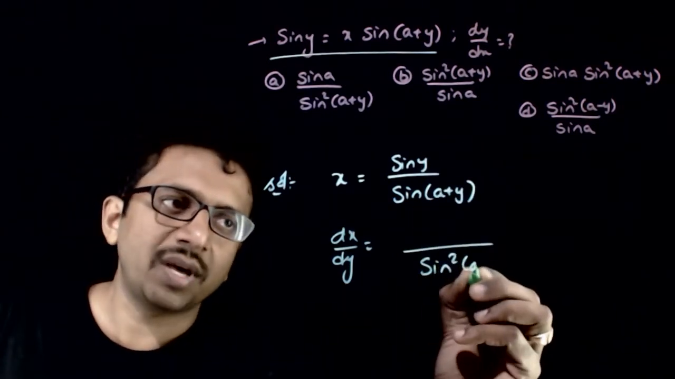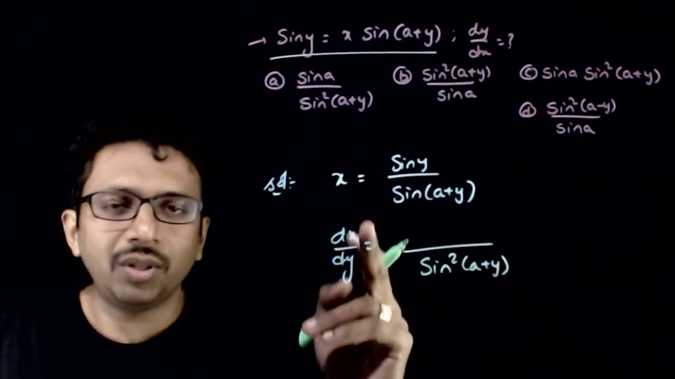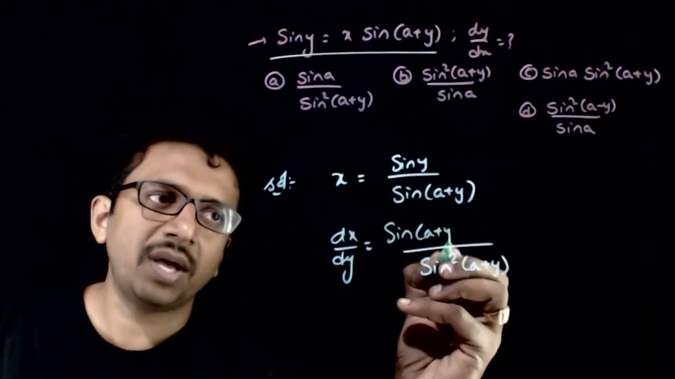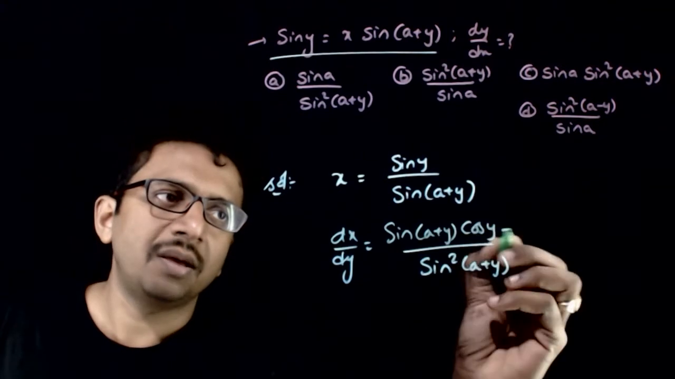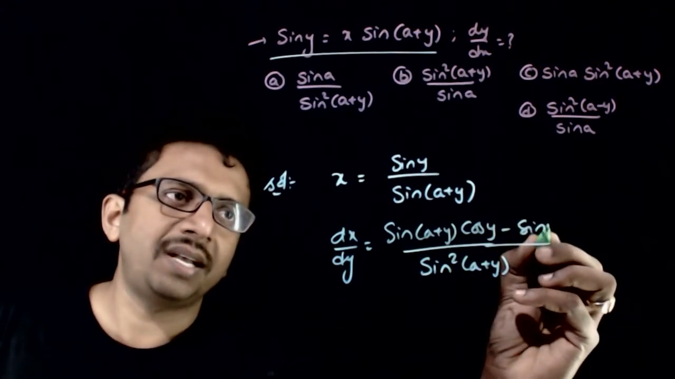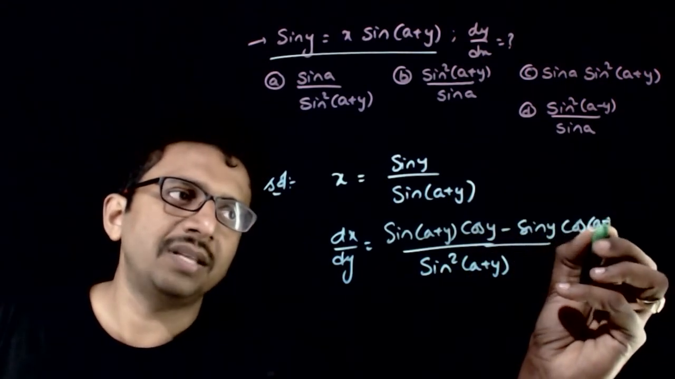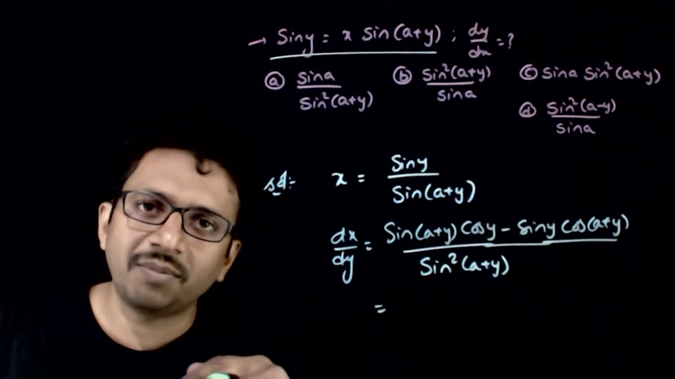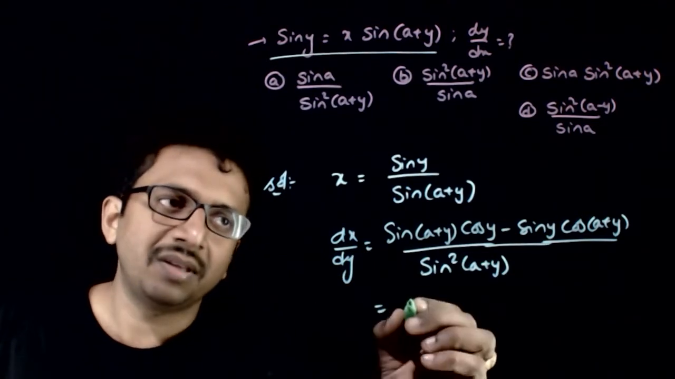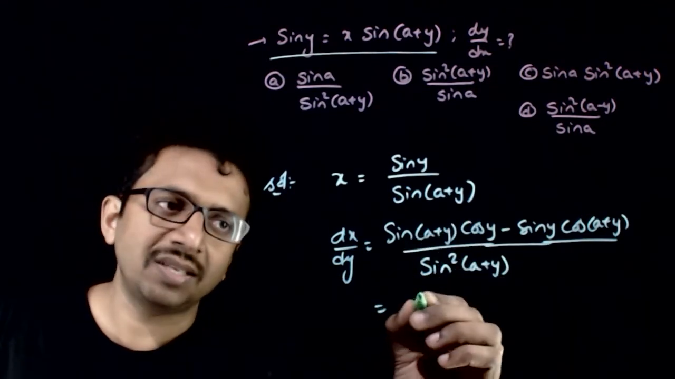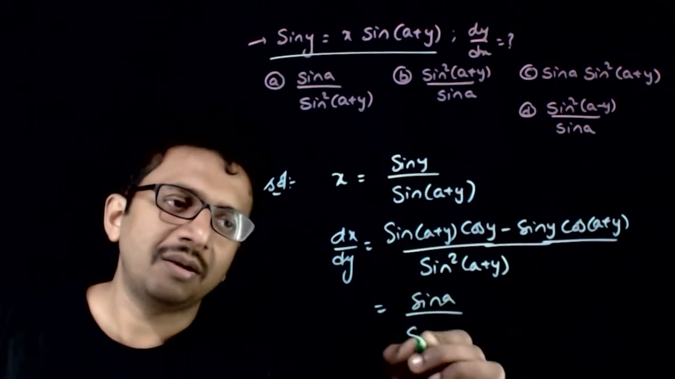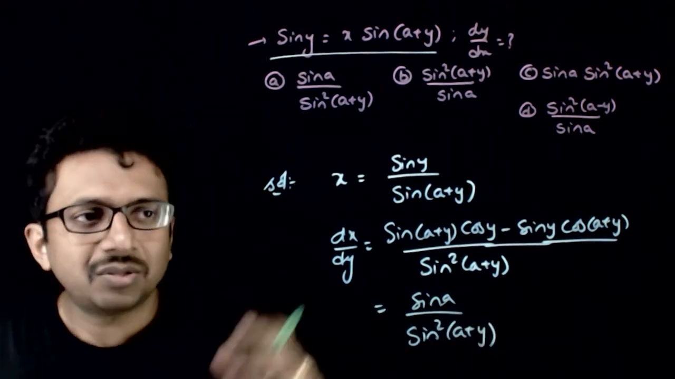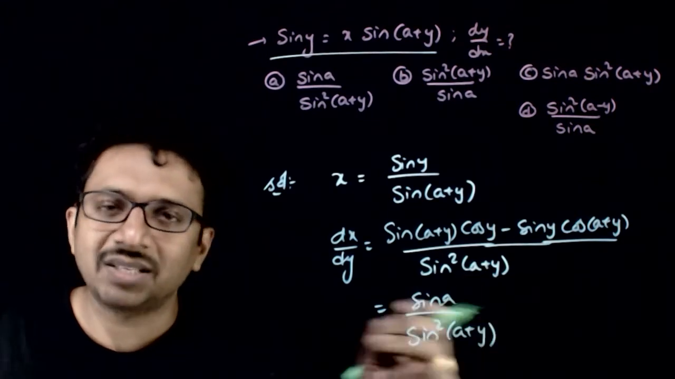So you have sin²(a + y) in the denominator, and in the numerator, vu' minus uv'. That is sin(a + y) times cos y minus sin y times cos(a + y). That is equal to, sin A cos B minus cos A sin B is sin(A minus B). That is sin(a + y minus y), which is sin a, by sin²(a + y). So dx by dy is sin a by sin²(a + y).